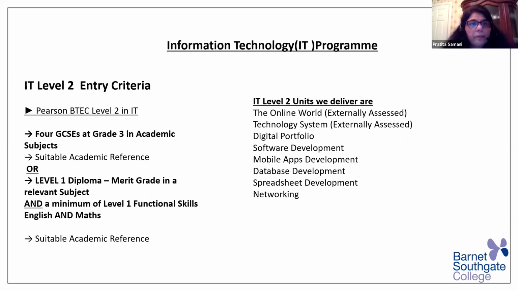And the entry requirements are 4 GCSEs at grade 3 in academic subjects, or if a learner has done level 1 and achieved a diploma or merit grade, then we can enroll them on level 2. And a minimum of level 1 functional skills, English and maths. So what happens at level 2 is they can retake the English and maths if they haven't achieved it.